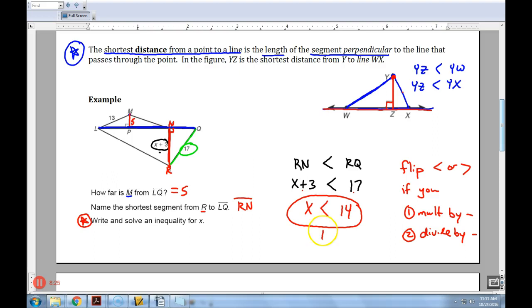Now, what this answer represents is any number that satisfies this inequality. Any number that's smaller than 14 will make my diagram true. So for instance, 10, 11, 12, 13, 13.9999, all of those answers. Anything smaller than 14 will make my picture true. If I pick a number bigger than 14, I have violated the definition of distance and the shortest distance. For instance, if I plugged 15 in here, that would tell me that this red line is 18 and this line is 17, and that violates our whole agreement.